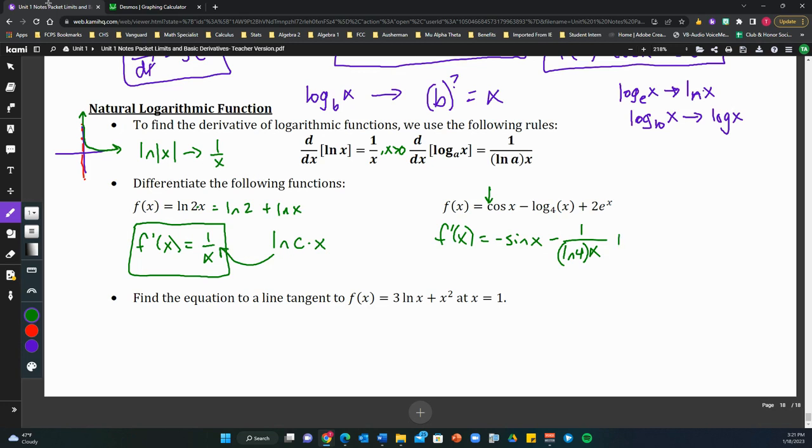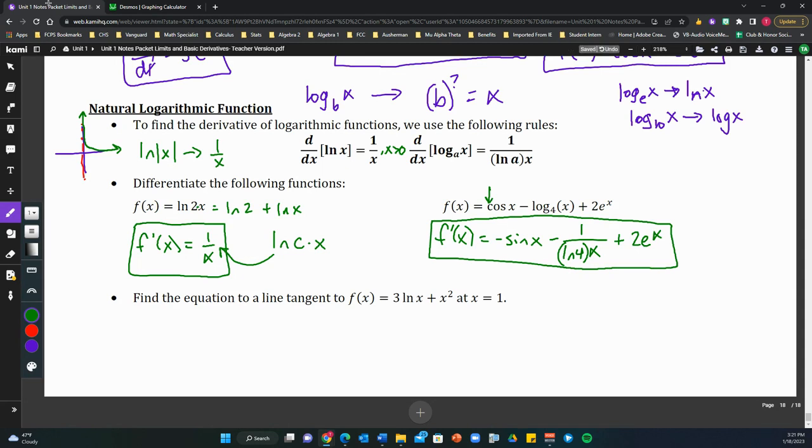And then the derivative of 2e to the x is simply 2e to the x. I don't know how my tablet thought that was an e. Sorry about that. There we go. So that is it. So again, multiple terms just mean multiple contributions. Take the derivative of each piece as you go.